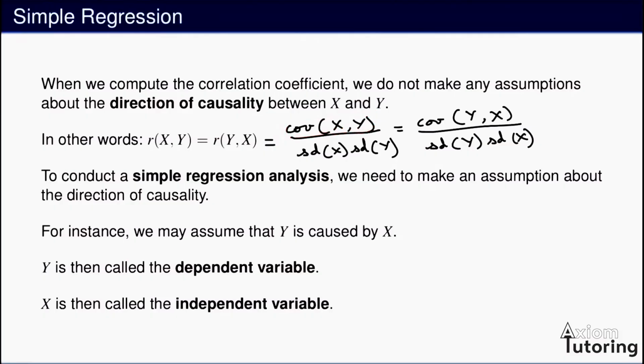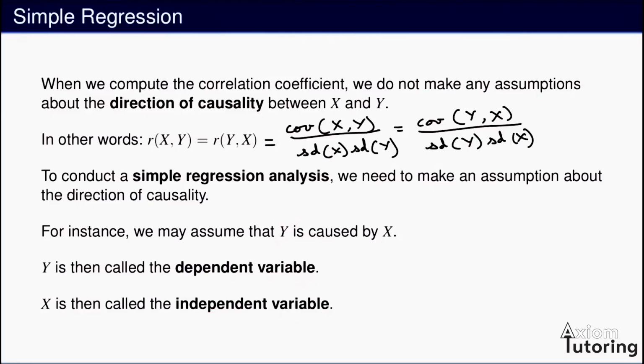Now, to conduct a simple regression analysis, we do need to make an assumption about the direction of causality. So for instance, we may assume that y is caused by x, okay? And that is very often the assumption that we're going to make, at least in how we refer to the variable that is being caused and the one that is causing. So we will call y the dependent variable because it depends on another variable, which we'll call x. And x will be the independent variable.